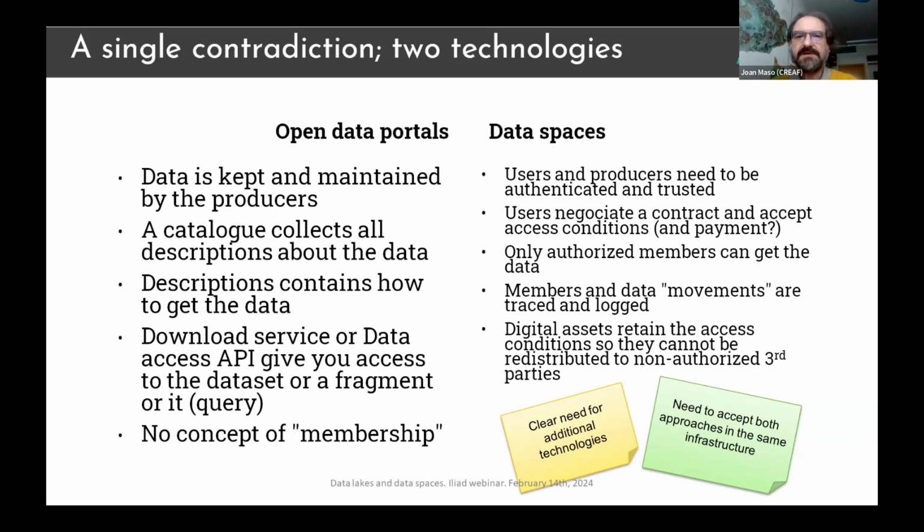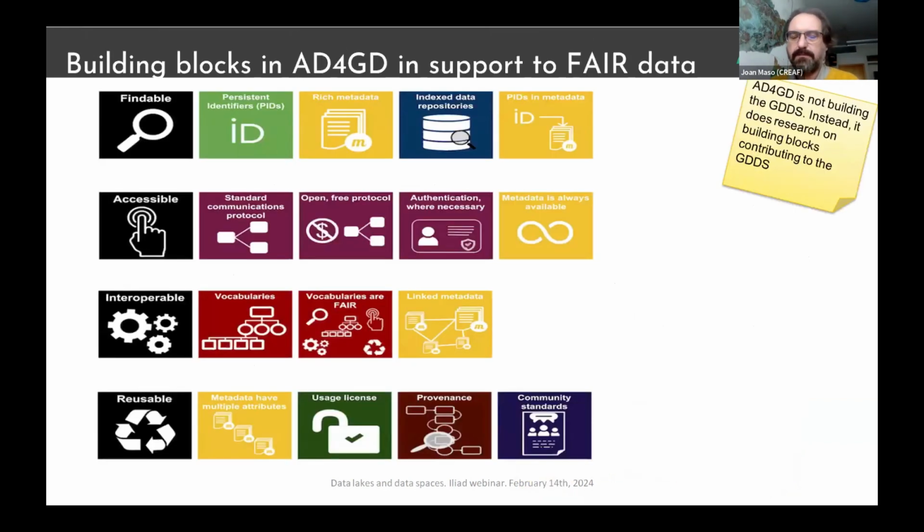While in data spaces, that's different. Users are known here because they should be trusted. So there is an authentication process. There is also a negotiation of a contract and accepting some kind of conditions, maybe some kind of money exchange to get assets. Only the authorized members can, of course, get the data. There is a track on the movements of the data, and those digital assets retain the access conditions so they cannot be redistributed to non-authorized partners or members of the data space.